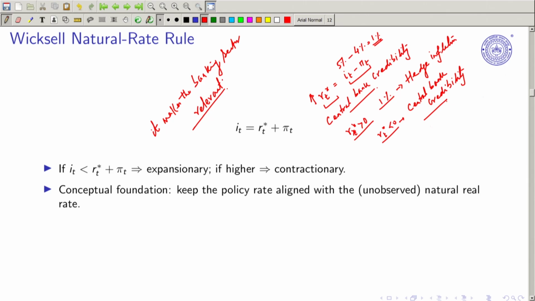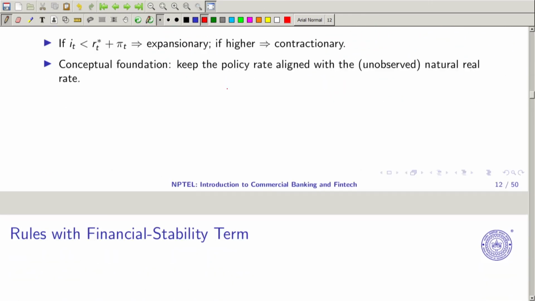Now, in most scenarios, this is also called the Fisherian kind of equation, wherein the nominal interest rate is equal to the real interest rate plus the current inflation. But what was the idea behind that? If you have the real interest rate positive, then it is always good for the economy and good for the central bank credibility and monetary policy credibility. So it was relevant for quite a long time, but now everyone has moved to the Taylor rule.